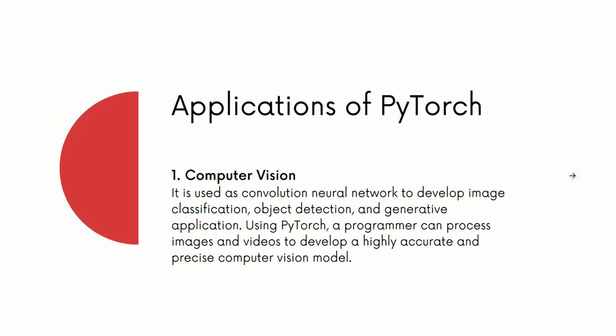Now applications of PyTorch. The first application is computer vision. It is used as convolutional neural networks, or CNN, to develop image classification, object detection, and generative applications. Using PyTorch, a programmer can process images and videos to develop a highly accurate and precise computer vision model.